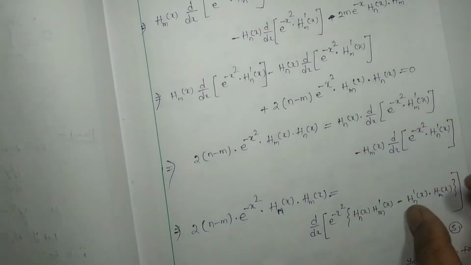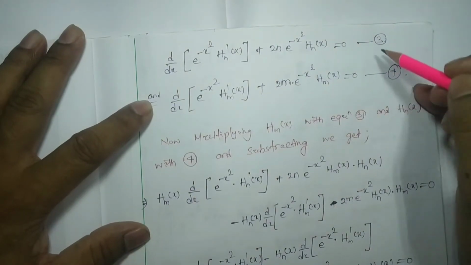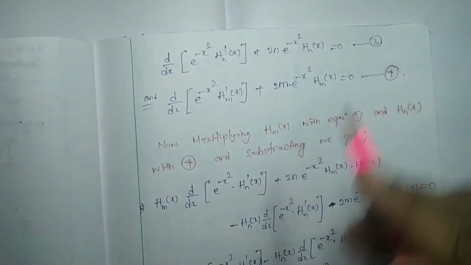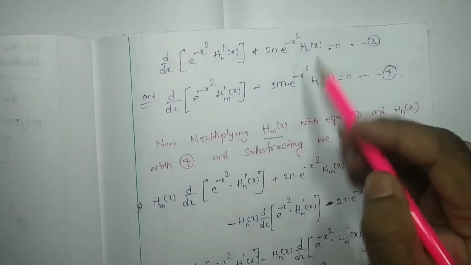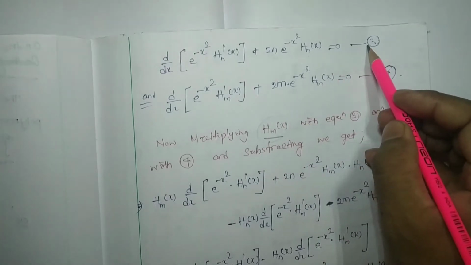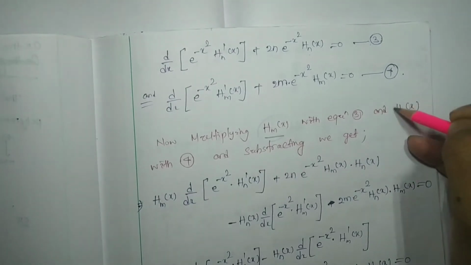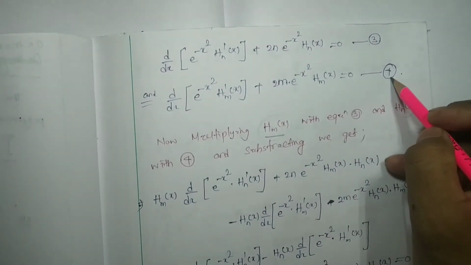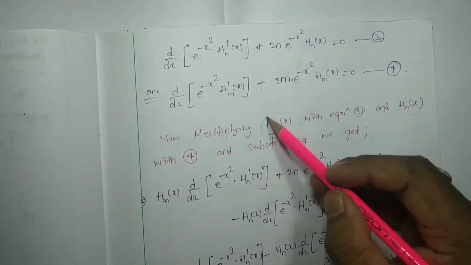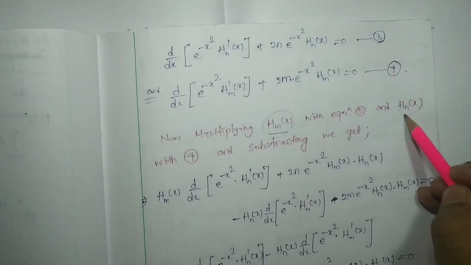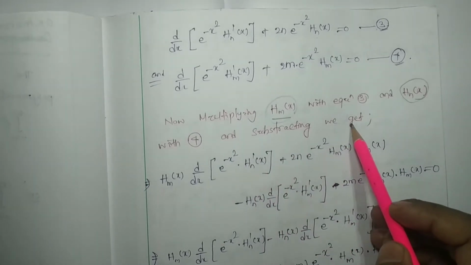So for my easy explanation, on this page I have written equations 3 and 4 again over here. Now we have to multiply Hm(x). See, equation number 3 contains Hn. We have to multiply Hm with equation number 3, and Hm contains equation number 4. Now we have to multiply Hn with equation number 4. So now multiplying Hm with equation number 3, Hn with equation number 4, and subtracting, what can we get?